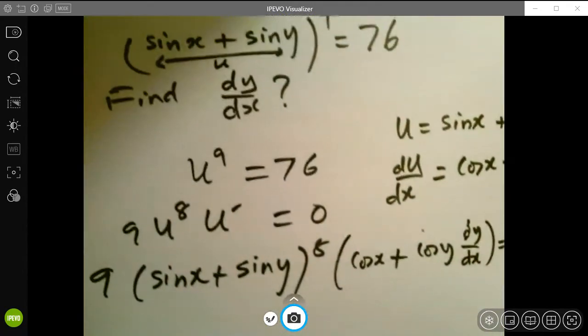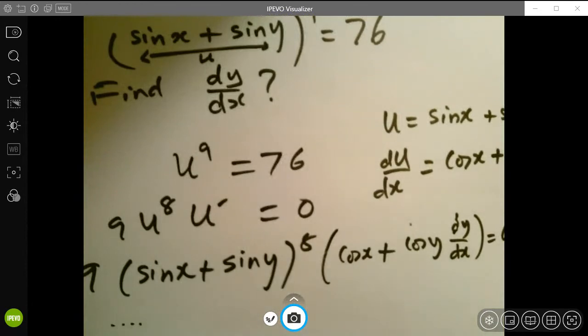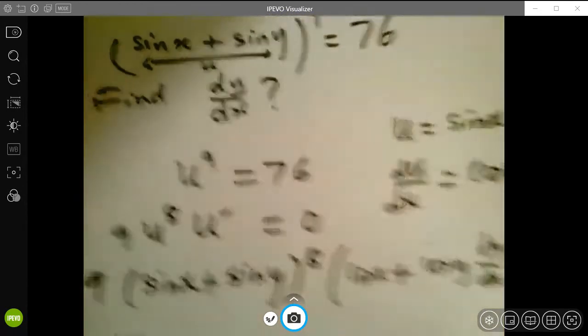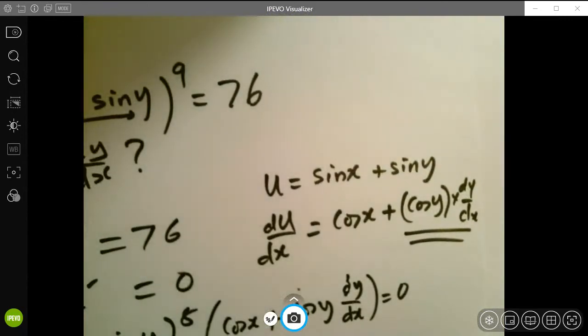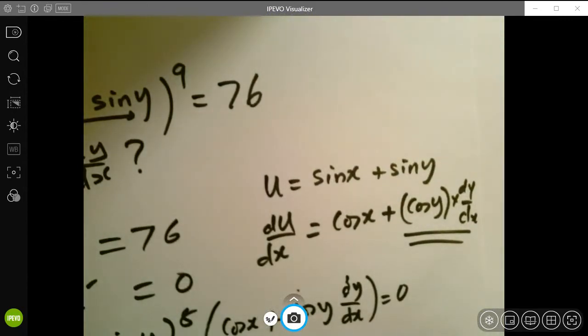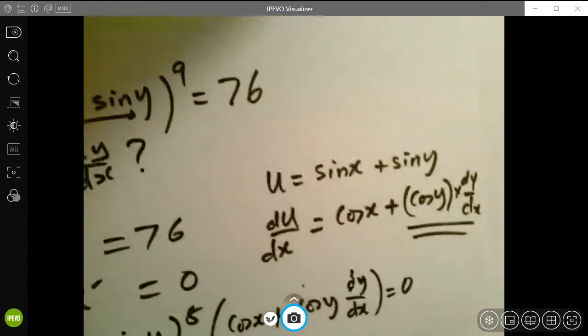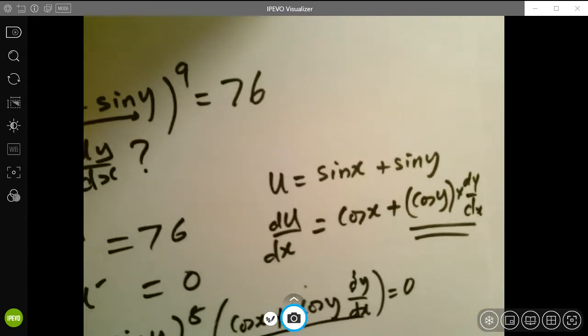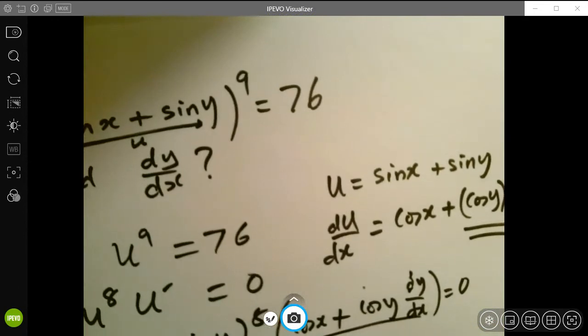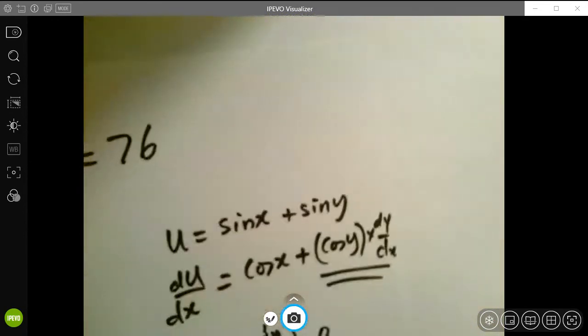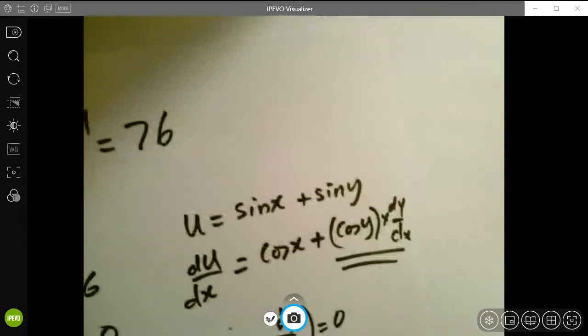And you can actually finish this one. So this one has to be 0. That means then you solve for dy over dx. I mean, if the question changed, just remember to use the chain rule like this one.